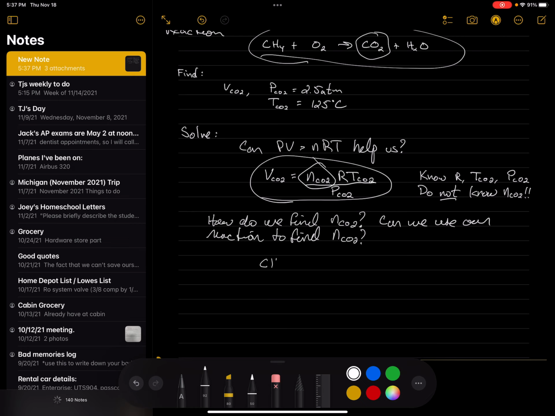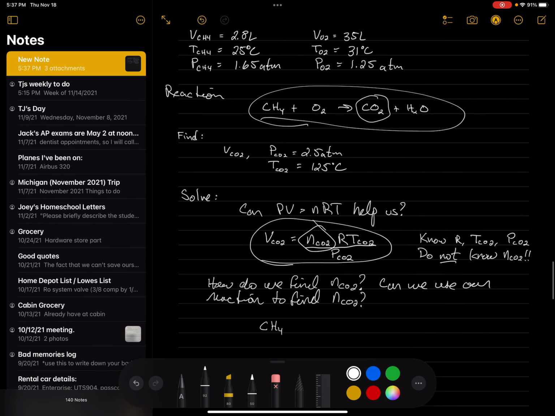We have CH4. Well, we know how many moles of CH4 we have because we know the volume, temperature, and pressure of CH4. And we can use our ideal gas equation to manipulate this to get the number of moles of CH4. Okay, so we know the number of moles of CH4. Likewise, we know the number of moles of oxygen in our reactants for the same reason. We know volume, temperature, and pressure.